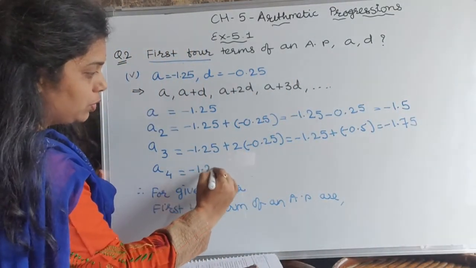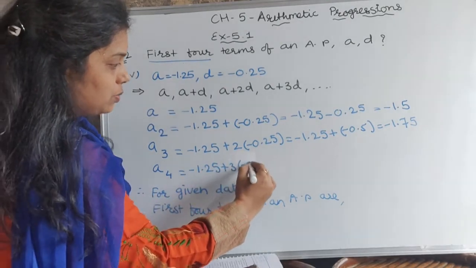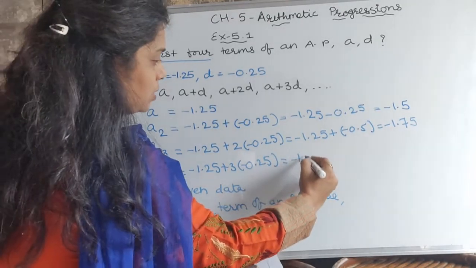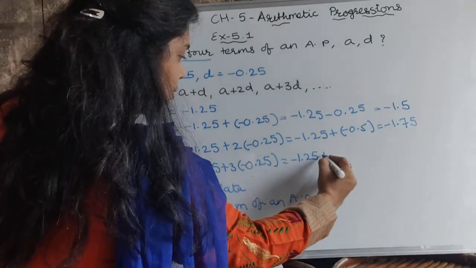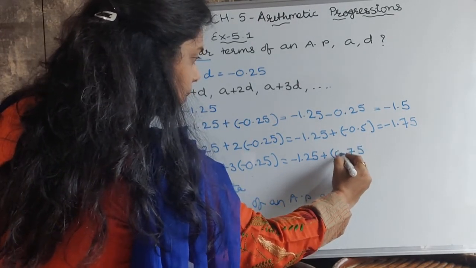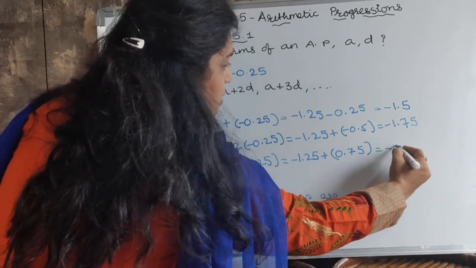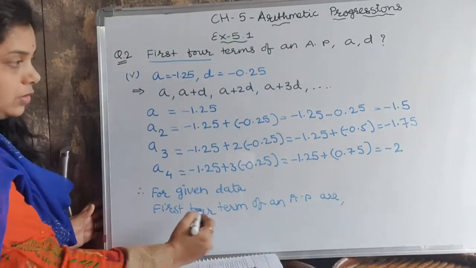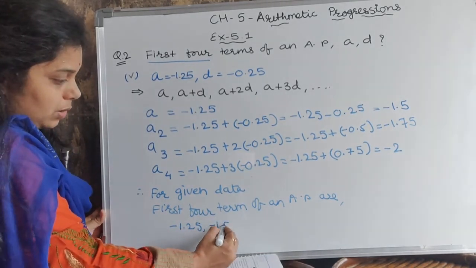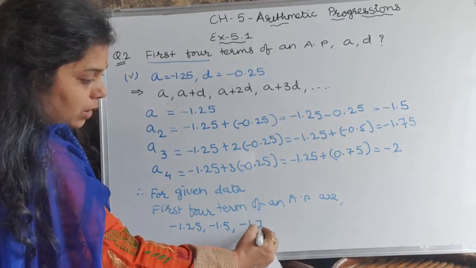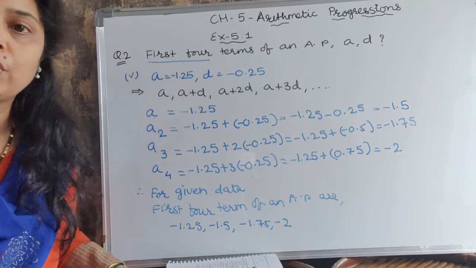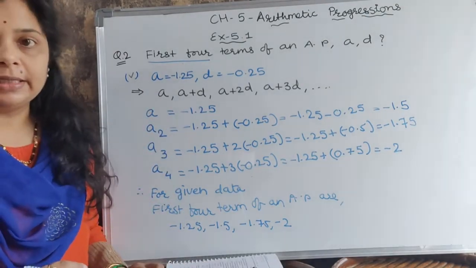Similarly here, 1.25 plus 3 times minus 0.25. So here again minus 1.25 and plus minus 0.75, so again it is minus 2. So we can say that the first 4 terms are minus 1.25, minus 1.5, minus 1.75 and minus 2. These are the first 4 terms of the given data.